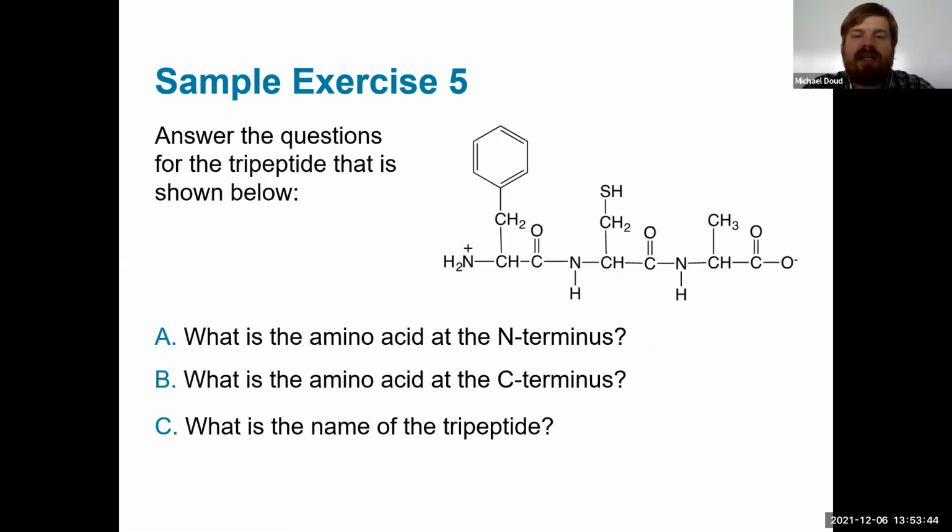Okay, let's go ahead and take a look here. So we have a tripeptide that I'm showing you here. I have 3 questions for you about it. I want you to identify the amino acid that's at the N terminus, identify the amino acid at the C terminus, and then give me the name of the tripeptide. So go ahead, pause the video, find out what those names are, and come up with the name of the tripeptide. And when you come back, we'll take a look at the answer together. So pause.